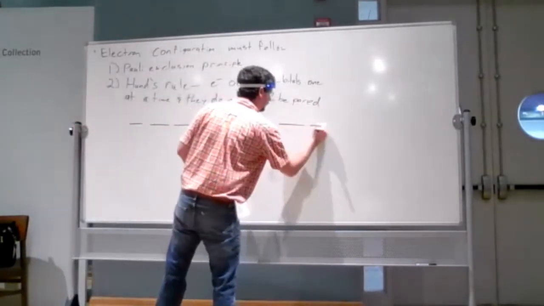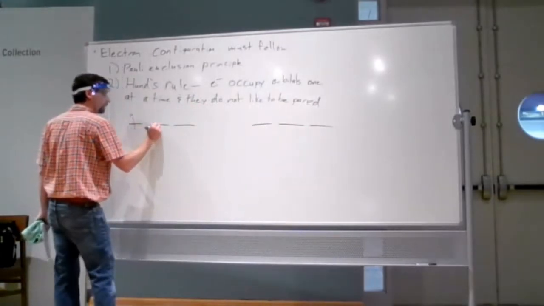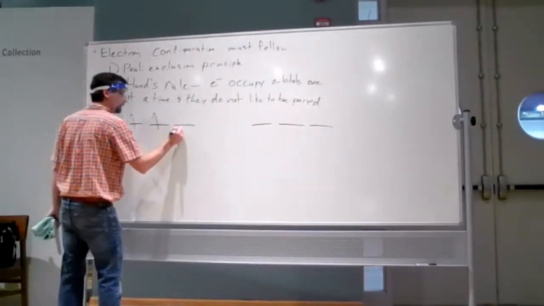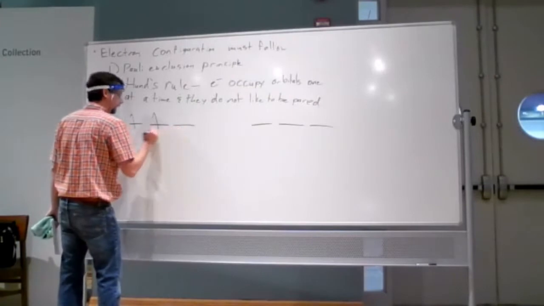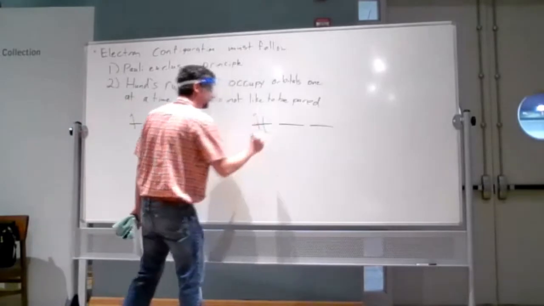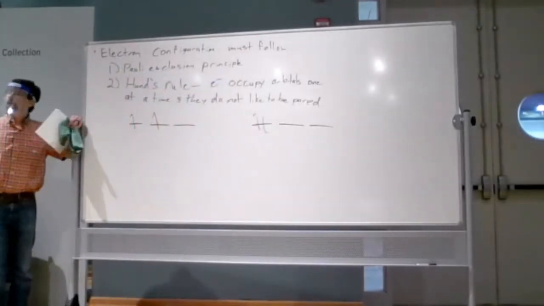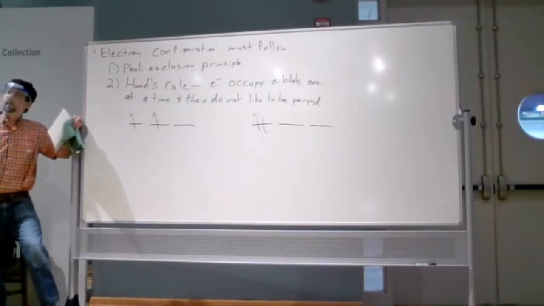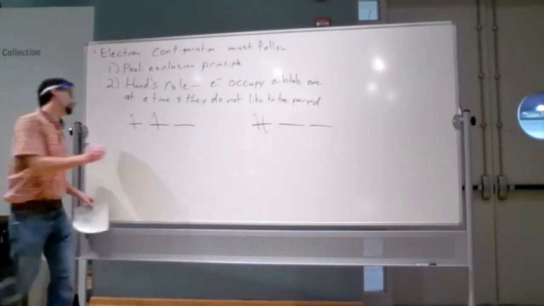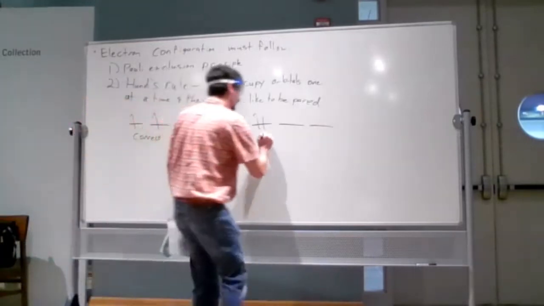We have a set of p orbitals. Let's do that one. Let's do that one. Which one's correct? The one on the left or the one on the right? Okay, yep, this one's correct. This one's incorrect.